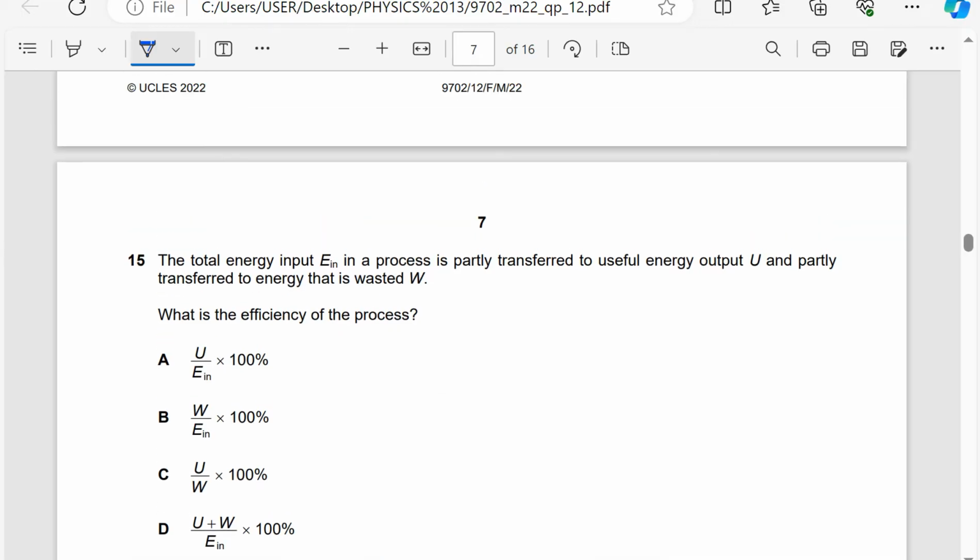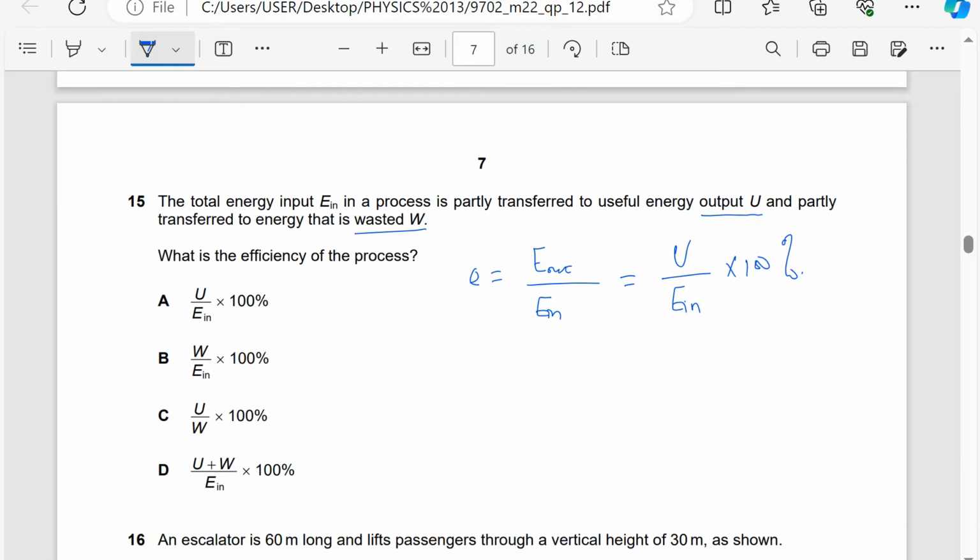Total energy input in a process is partly transformed to useful energy output, and partly transformed to the energy that is wasted, W. What is the efficiency of the process? So we know that efficiency is equal to the useful energy output over the total energy input. So the useful energy output is U, the total energy input is E in. I just multiply this by 100 to get this as a percentage. So this means the answer is automatically going to be A.